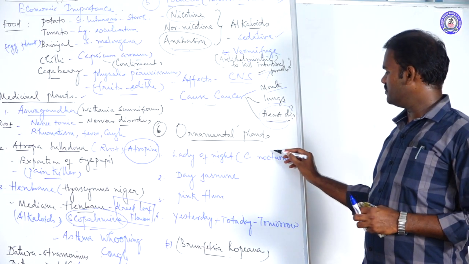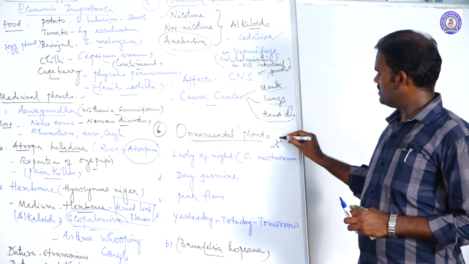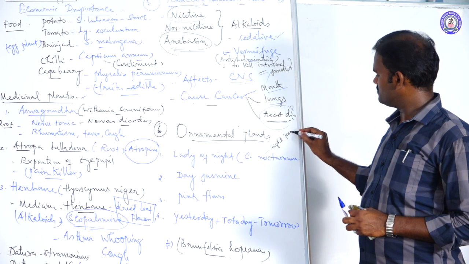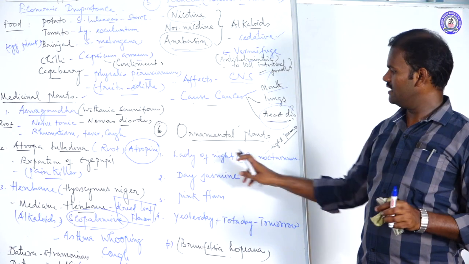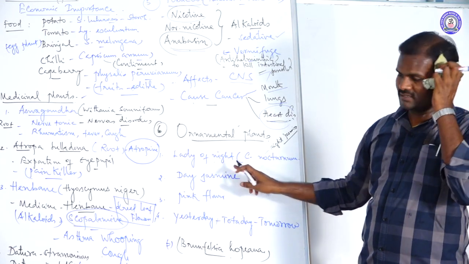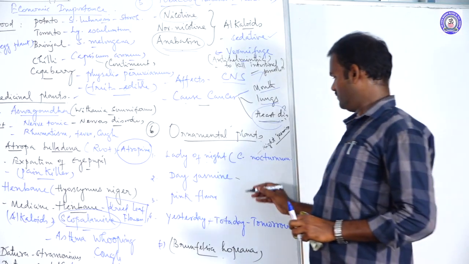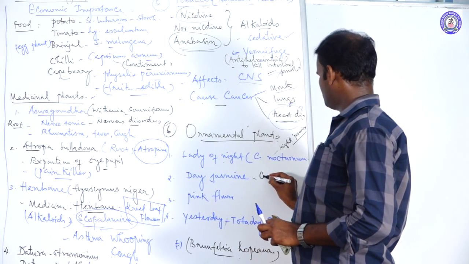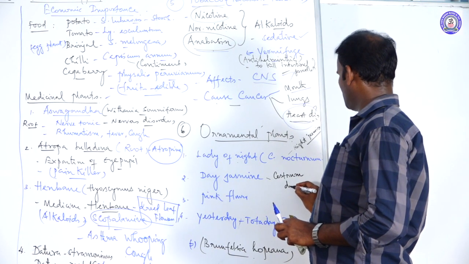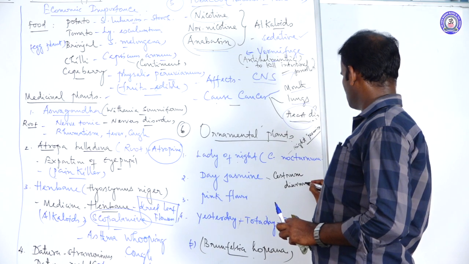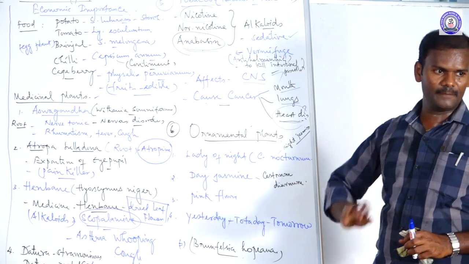Cestrum nocturnum is nothing but night jasmine, which blooms only at night time. That is why they call it lady of the night. Night jasmine. And day jasmine. Another one, the ornamental plant. For example, Cestrum diurnum. Cestrum diurnum, day jasmine, blooms only in the daytime.